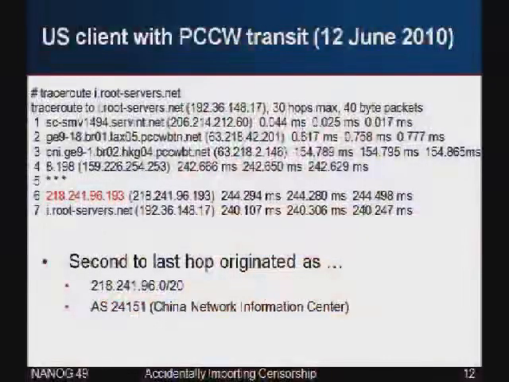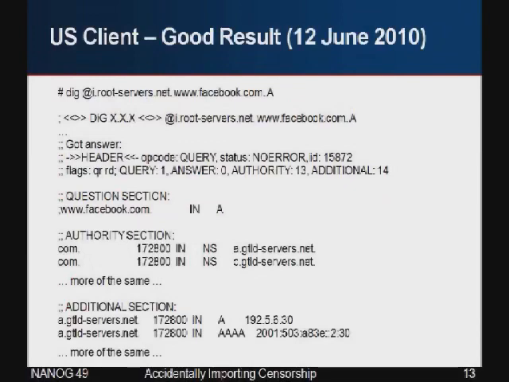So now we tried a U.S. client with PCCW transit that was seeing the route in question, to see if it would get good results. Just to confirm that we were crossing the path that we thought we were crossing, we performed a traceroute, did get an IP address from AS 24151, which is one of the Chinese ASes, and did get a good result. So that's a different behavior than what was observed in March.